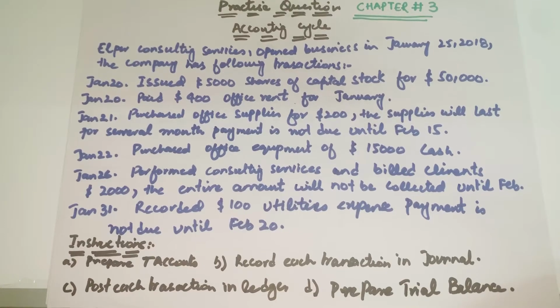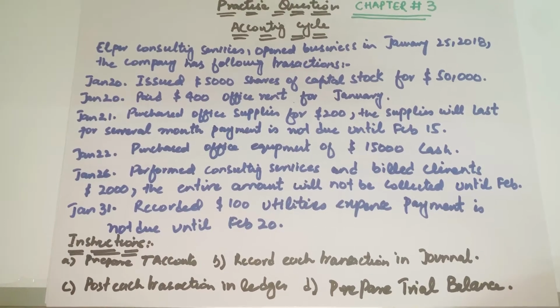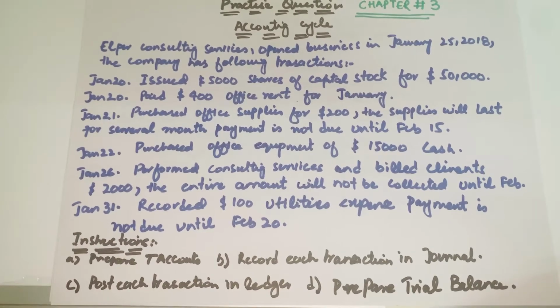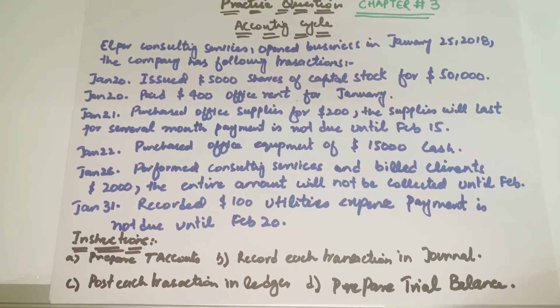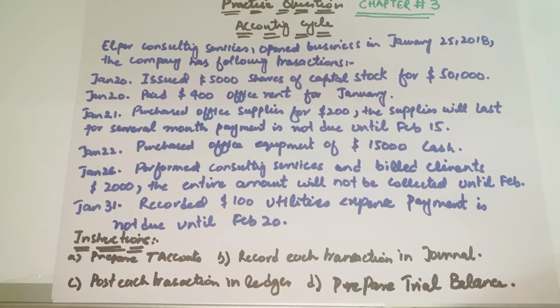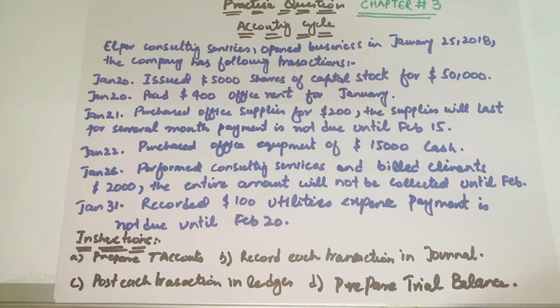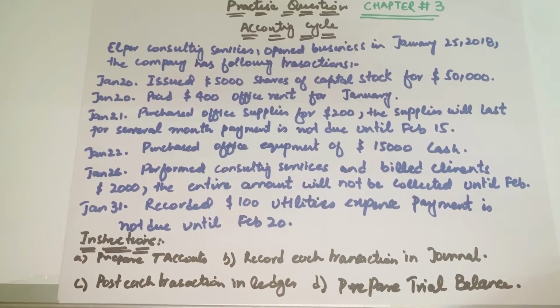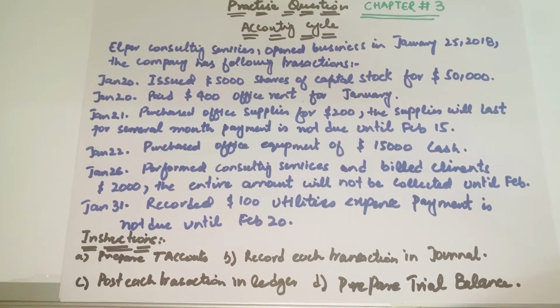transactions related to the question that has been given to you. Basically, the question that has been given is a complete question related to the accounting cycle, where you have to prepare the T account, then record the transactions into the journal, then into the ledger, and then do the trial balance. So whenever the question comes into the exam or the paper, you have to basically make the whole accounting cycle.